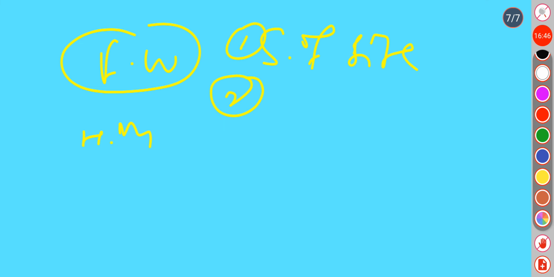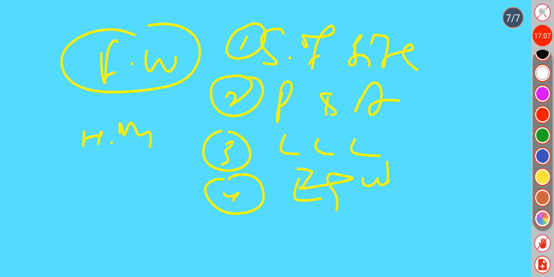Second thing is permission and approvals. Third thing is learning the local language. And fourth thing is taking field equipment. There is equipment also, which is important. So these are the things which are important.